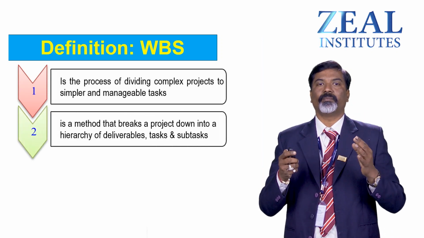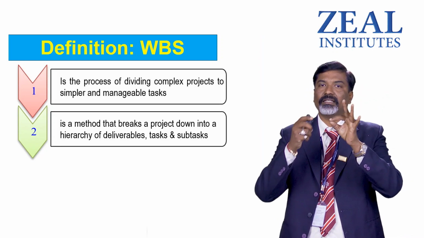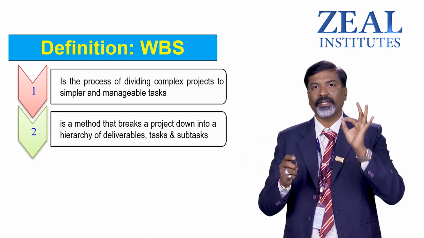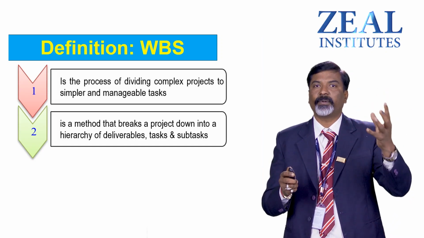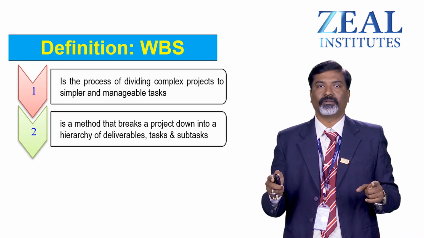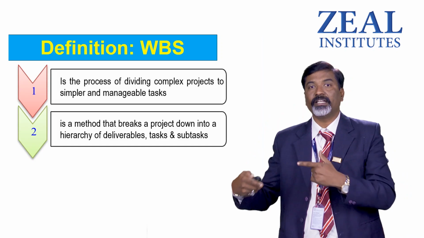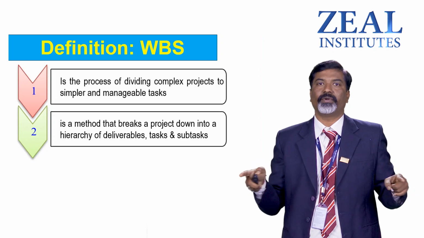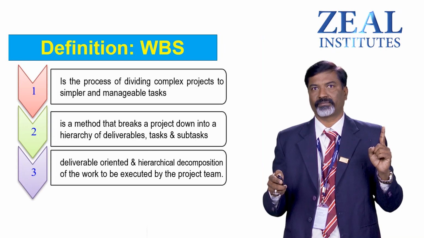Also, it is a method that breaks the project down into hierarchically arranged deliverable tasks and subtasks. For any project, an end user expects something. The expectation of the end user is called the deliverables. To produce that deliverable, what different tasks do you need to perform? What should be the interdependency of those tasks? What should be the hierarchy of those tasks? The structure we use to show all those activities is called the work breakdown structure.